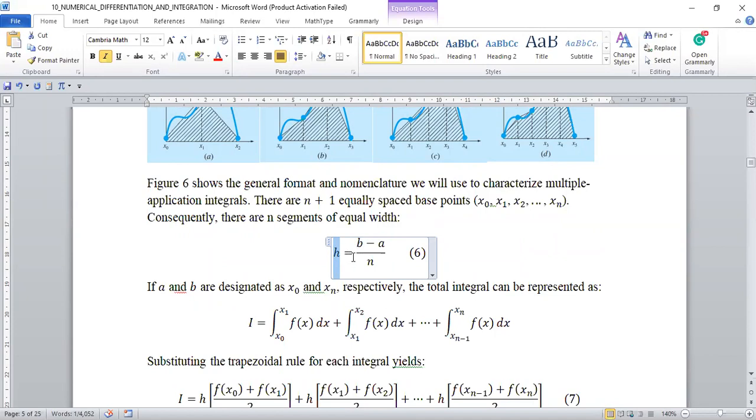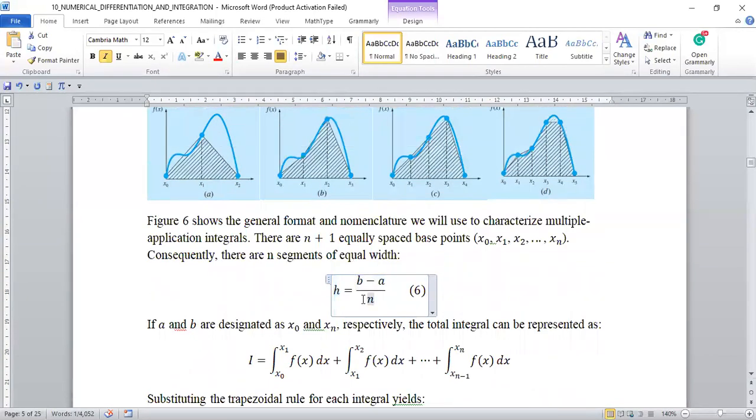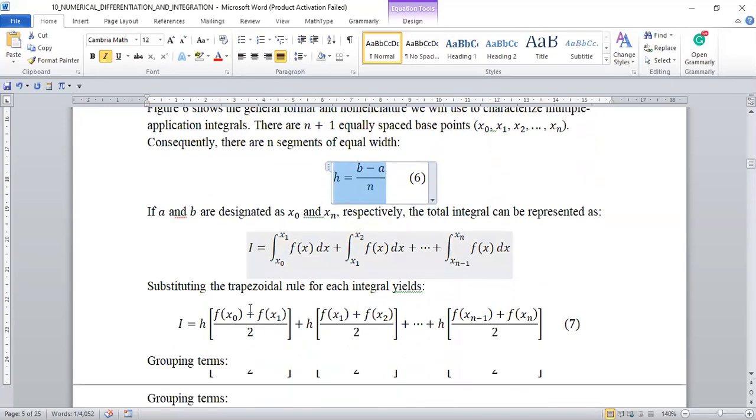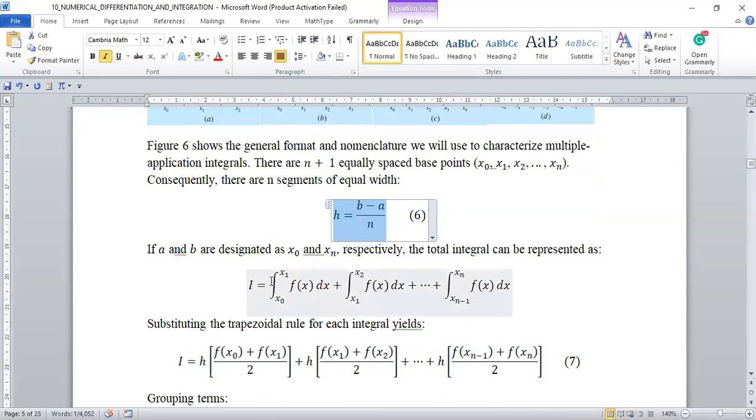For instance, if you want to divide the function into two segments, this is your first segment and this is your second segment. The difference between this and this is your step size. To get the step size, you use this formula. In this case, we are dividing it into 5 segments, and to get the step size, you just use this formula.